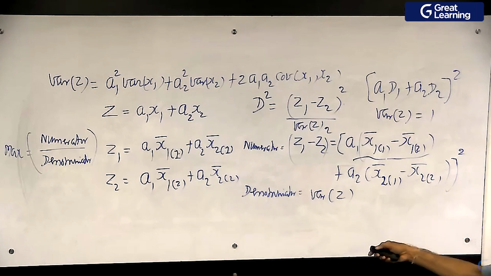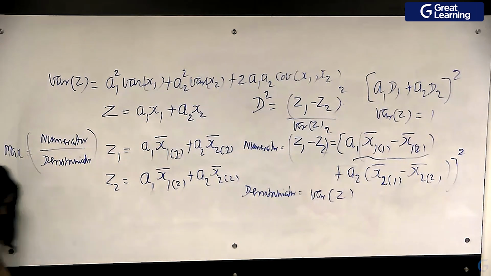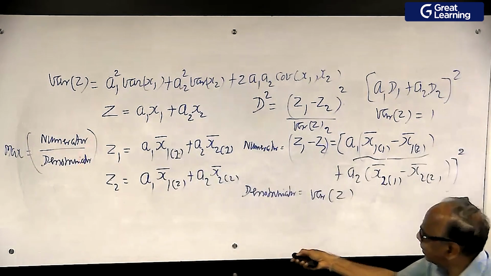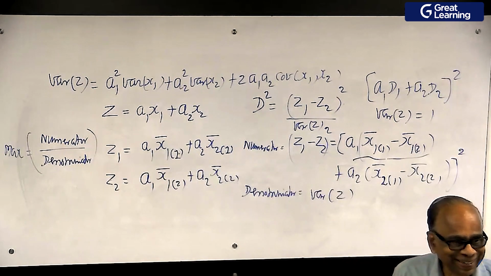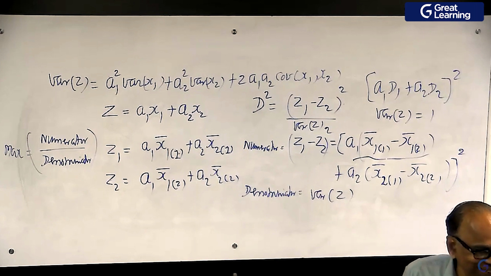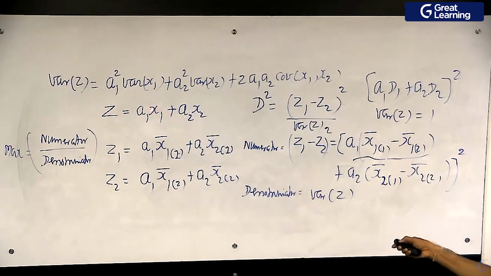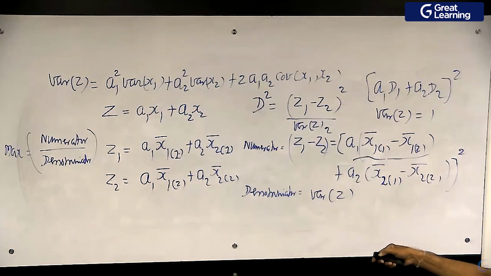See the concept. Numerator by denominator should be maximized. How do I maximize x by y? Set the denominator equal to 1. Lagrangian multiplier, calculus. And then find out the value of A1 and A2. Then I work out the discriminant score for all the 24.